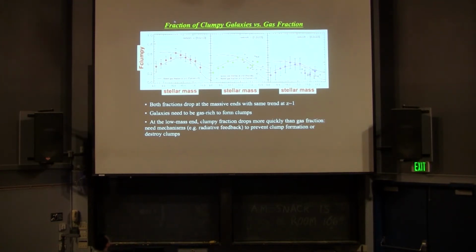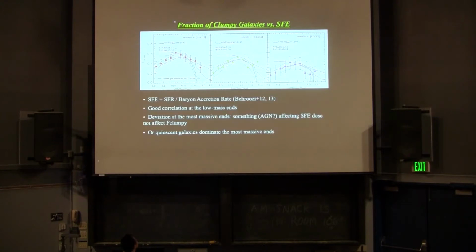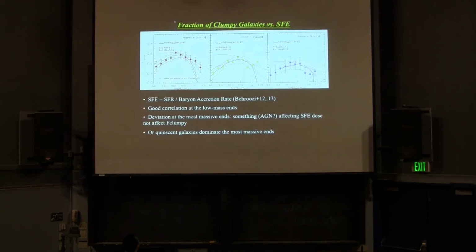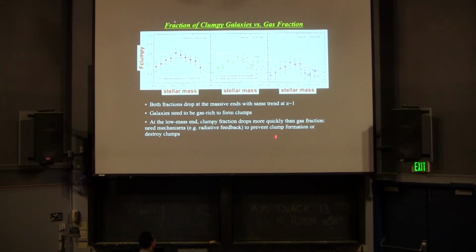So gas fraction is responsible for the drop at the high mass end. But how about the low mass end? The F clumpy is typically lower than the average gas fraction, or it just drops more quickly than gas fraction. So that means even though those low mass galaxies are gas rich, they cannot efficiently form clumps.